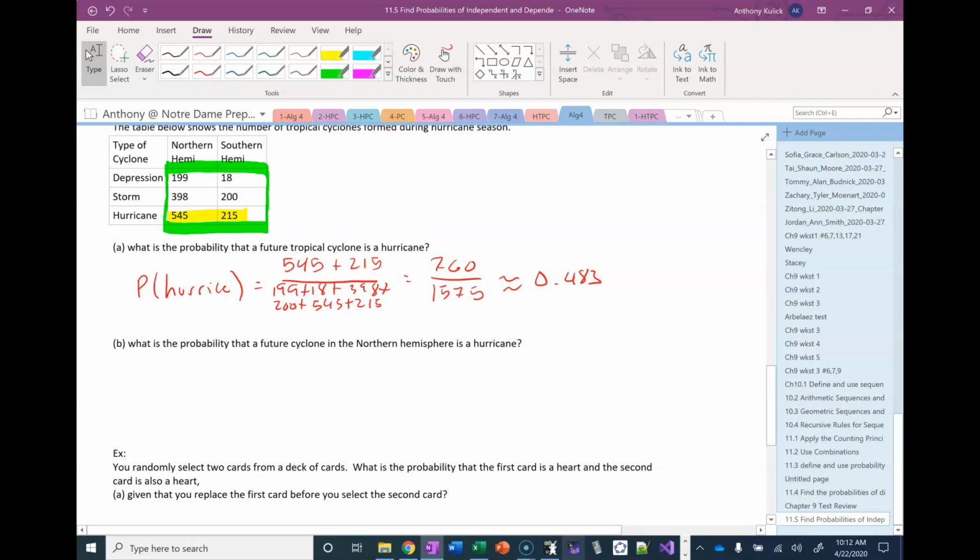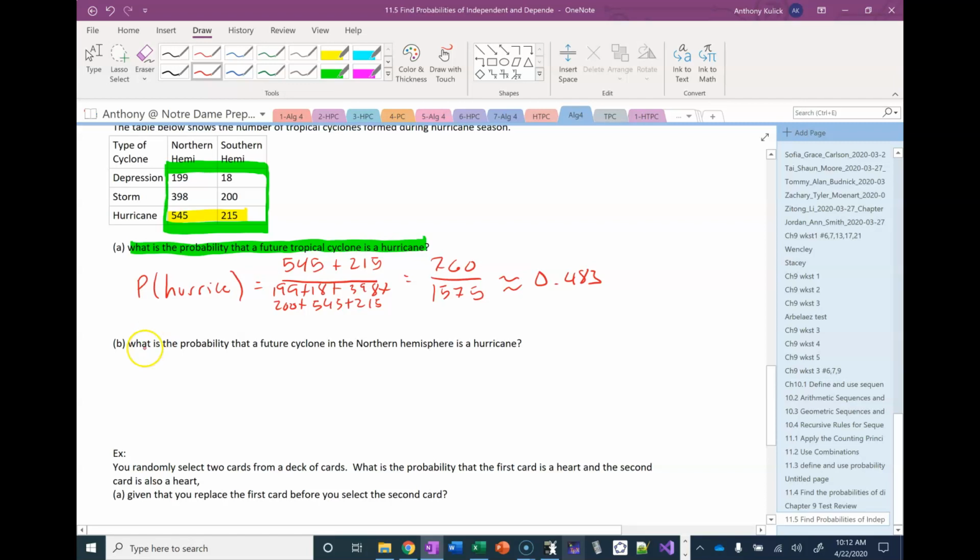Now, why didn't I use my independent or dependent probability formulas? Well, because this wasn't an and statement, right? What is the probability a future tropical cyclone is a hurricane? It didn't have an and in there, right? We're not looking at two events happening. There's just one event. Is it a hurricane or not? Okay, that's fine.